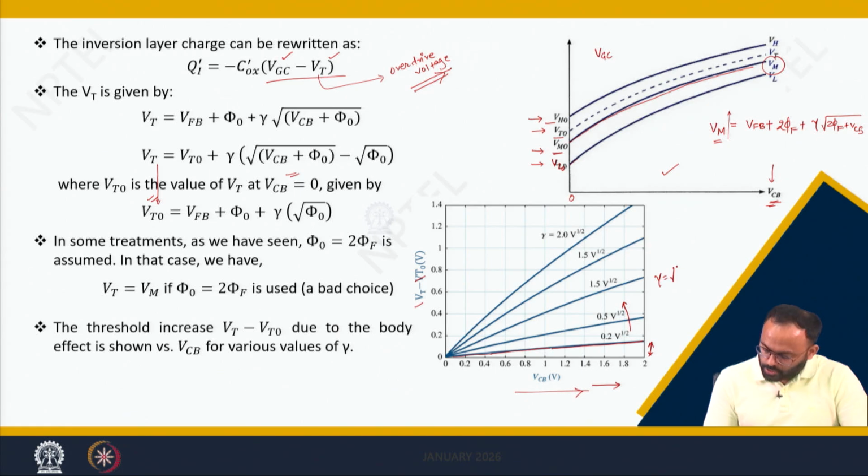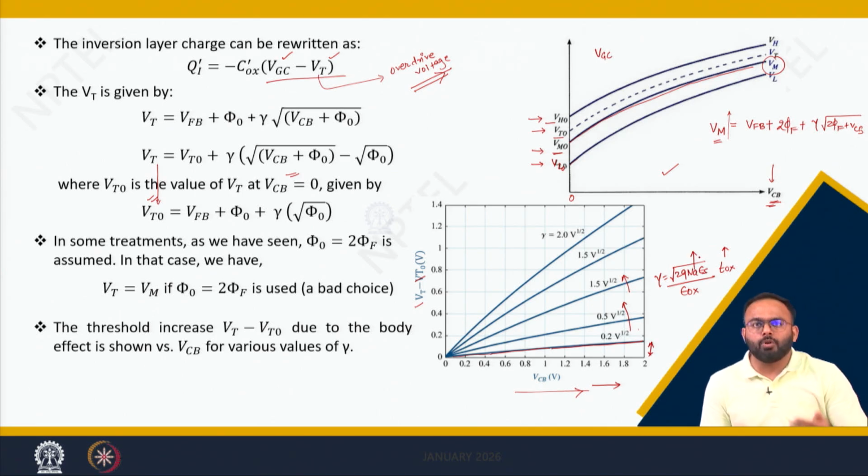Gamma is nothing but square root of 2 into q into Na into epsilon S divided by COX dash, or you can rewrite it as epsilon ox into Tox. So, ultimately when the body factor comes into the picture, the threshold voltage is again increasing. If Tox is high, you need more gate voltage. If Na is high, you need to apply more gate voltage to get the same amount of inversion. So, ultimately this graph shows the influence of Na, Tox and VCB on the threshold voltage of the device.